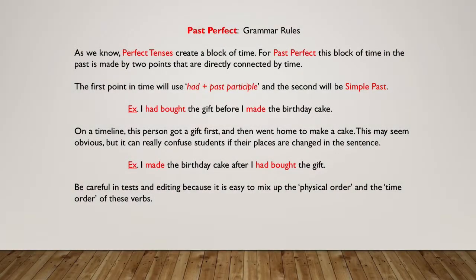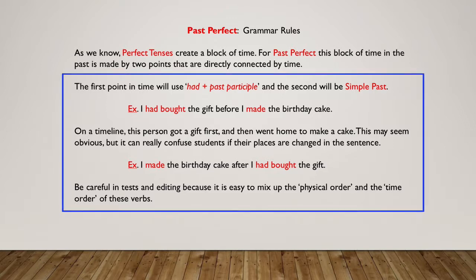Past perfect is a very specific type of verb. It is like all perfect tenses, creating a block of time, but the block of time is definitely in the past, and it is made of 2 points that are directly connected in time. The first point in time will use had plus the past participle, and the second will be simple past.